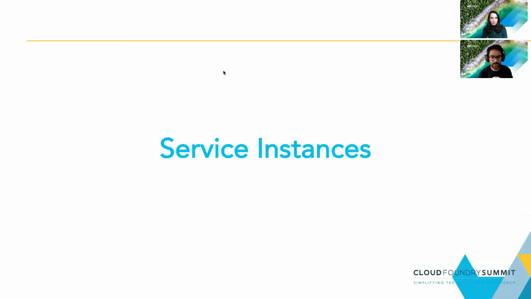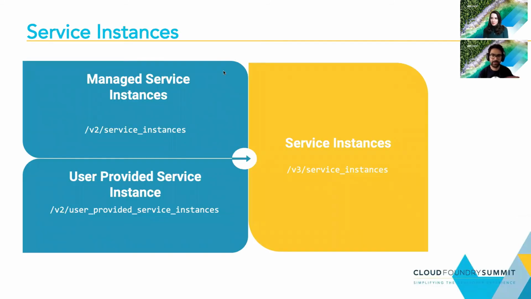Cool. So we can now talk a little bit about service instances. The first thing we did was, again, simplify the number of endpoints we have. We merged the 2 types of service instances into a single endpoint. Of course, you can use filters to get only the ones you want, and when you are creating, you need to send the appropriate body so you can create the appropriate type of service.